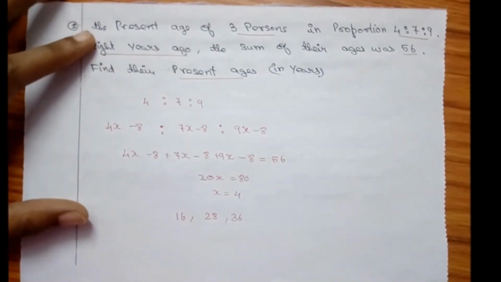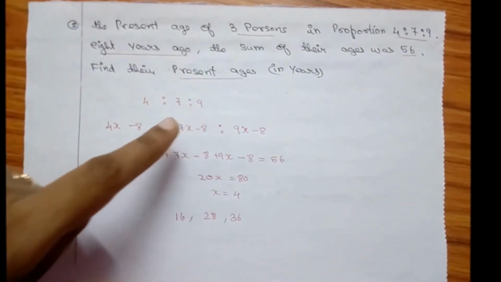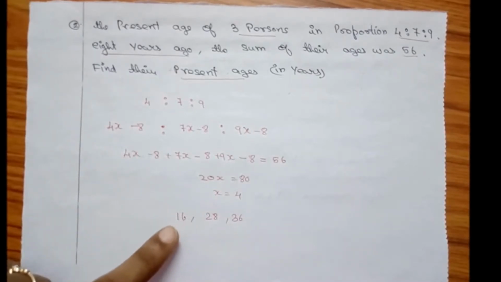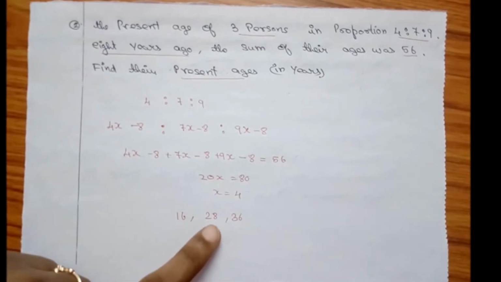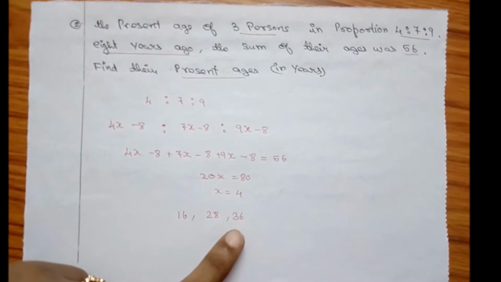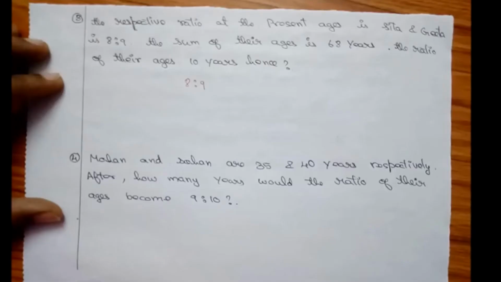See, after multiplying this 4 with each and every number of this ratio, I have got the three persons' ages separately. The first person has an age of 16, and next is 28 and 36. This is the present age of these three persons. Now let's move on with the third problem.